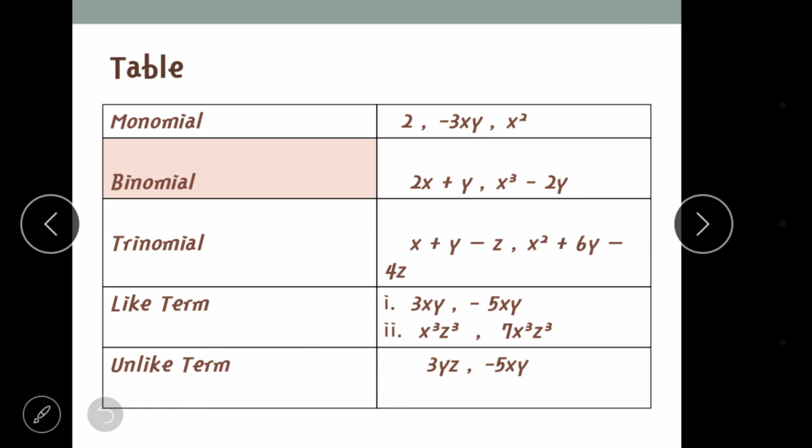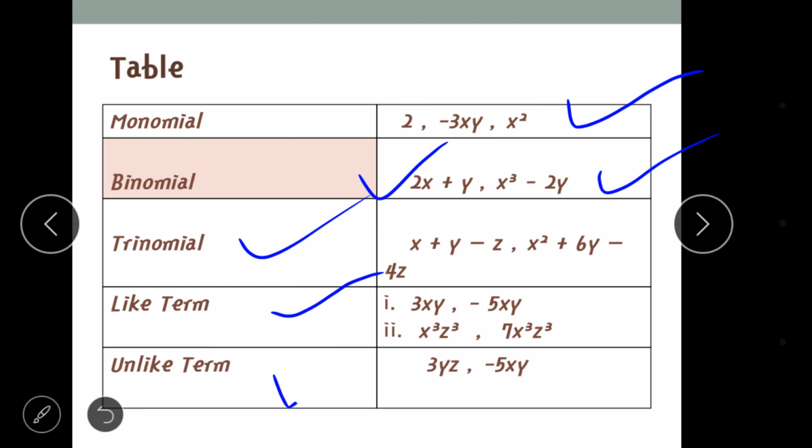Monomial means one term. This equation shows one term. 2, one term, minus 3x, one term, or x square, also one term. Binomial, 2 terms, 2x plus y. It uses 2 terms and operator plus, or operator minus. Trinomial, x plus y minus z. It uses 3 terms. Like terms and unlike terms.